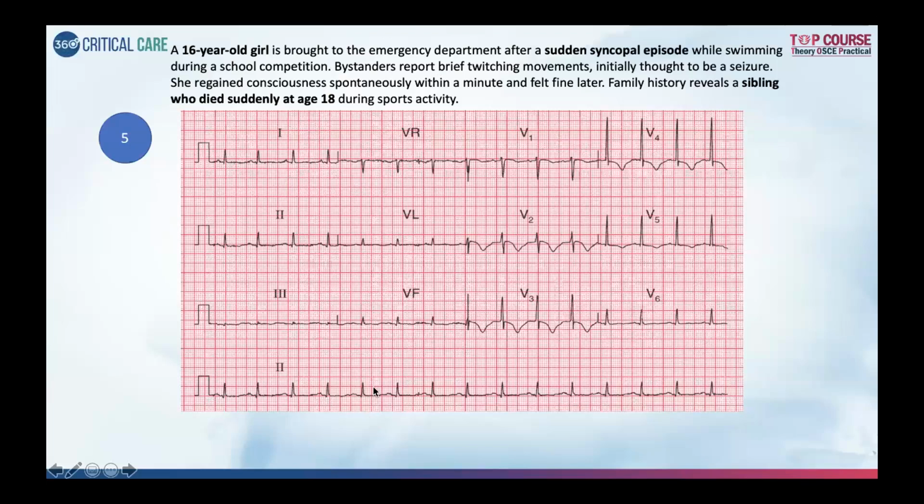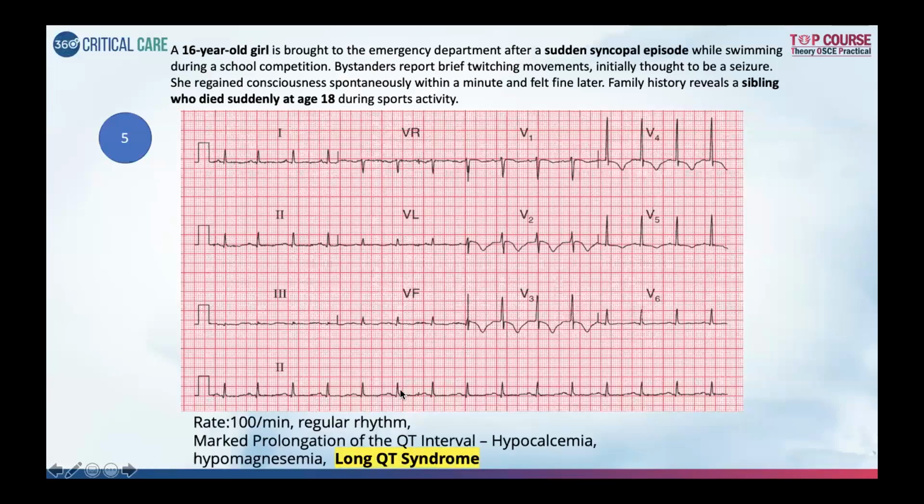Okay, so going step by step: rate, rhythm, and then you see P wave, PR, QRS complex, and then you come to the QT. QT is definitely prolonged, okay? So the QT interval is definitely prolonged in this. Along with that, you also have some T wave inversions in multiple leads, V2 to V3. So you mention your findings and then your final diagnosis.